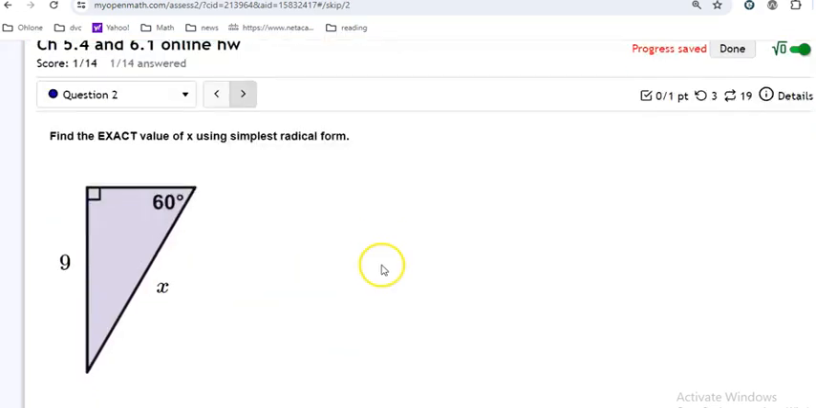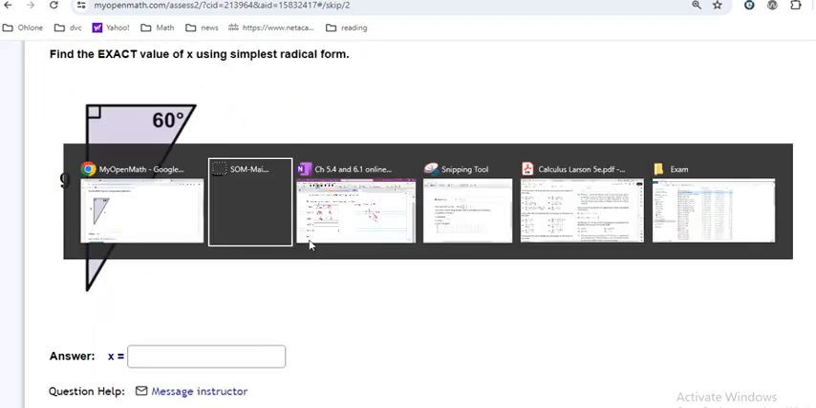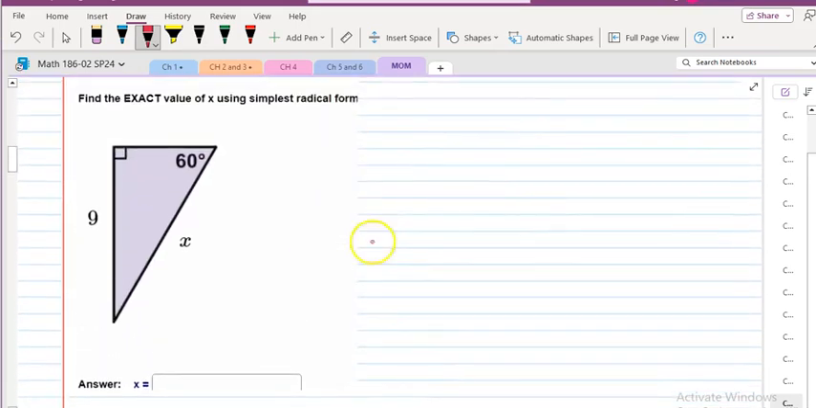Second question, I have an angle now, and I want to find the exact value. Do not use the calculator, but find the exact value of x using simplest radical form. To find the exact value, I have to use the template of a 30-60-90 triangle. So I'm going to draw the same one that's similar to this one. If this is 60, then this is 30. So this would be A, 2A, and root 3 A, right?